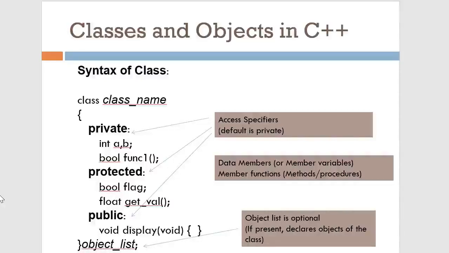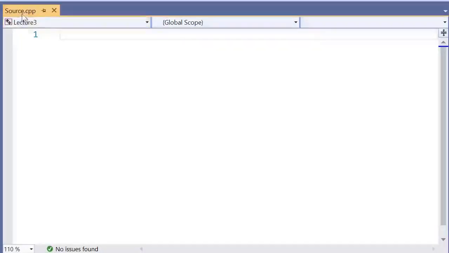Now let's take an example and understand more about classes and objects in C++. Here I have created a new project and created a new file, source.cpp. First, write an entry function.